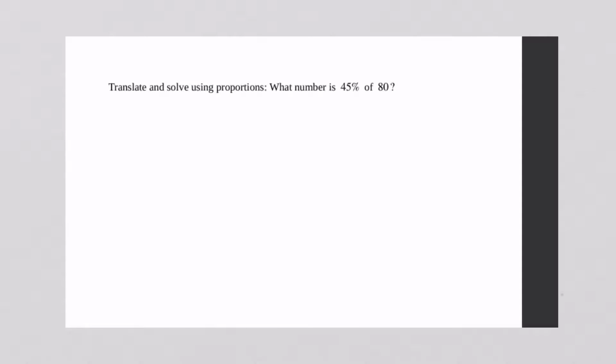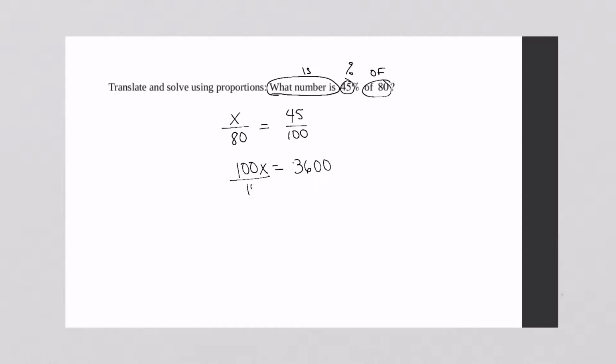Alright, so again, is over of equals percent over 100. So what number is? There's my is. There's my percent. There's my of. So x over 80 is equal to 45 over 100. I'm going to cross multiply. And then you have 80 times 45, which is 3,600. Divide by 100. So x is equal to 36.